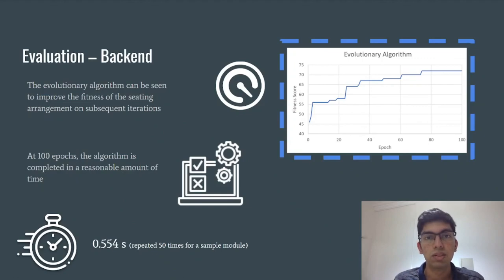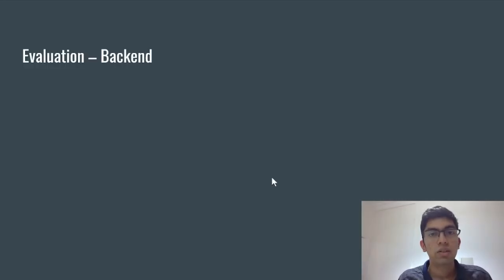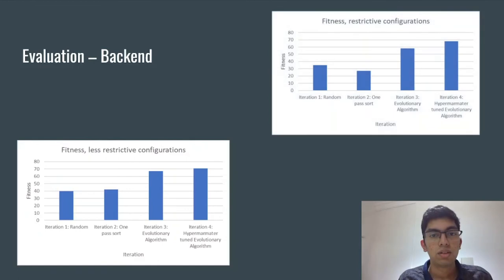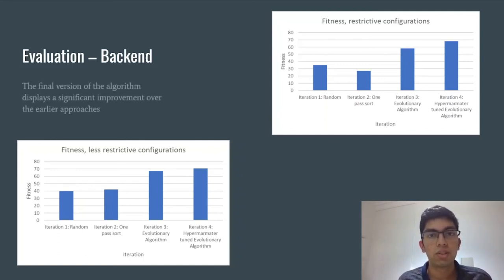To further evaluate the backend, we decided to compare the performance of the different versions of the algorithms during the different iterations. These graphs show the fitness score of the optimal seating arrangement for the different iterations of the algorithm. The restrictive configurations mean that some of the seats were left blank in the seating layout, and the seating arrangement uses nationality as a factor. The reason the evolutionary algorithm performs better is because it explores a much wider variety of solutions than the previous versions.